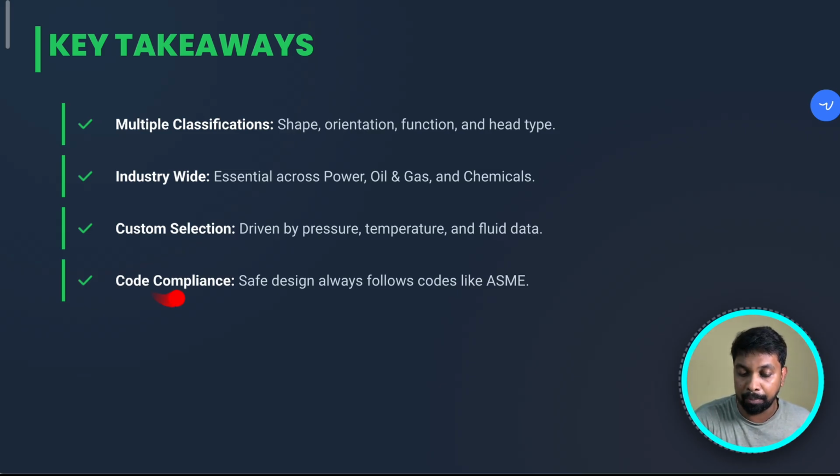And finally, code compliance. If we are designing using API 650 or 620, we can't design a pressure vessel, but anyway, we can design a storage tank. And based on the code compliances also, we are choosing different types of pressure vessels.